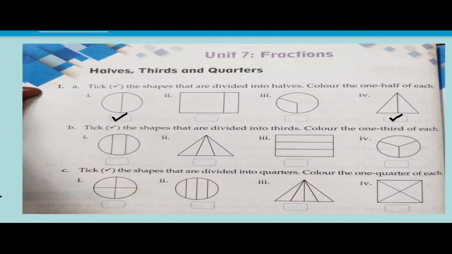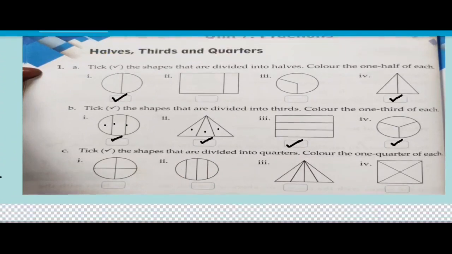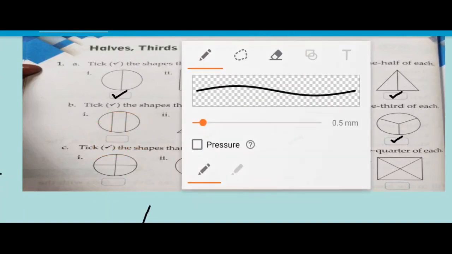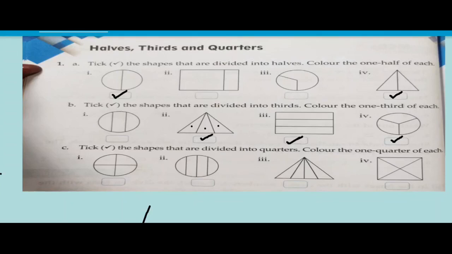Now take the shapes that are divided into thirds. Color the 1/3 of each shape. We just have to count the parts: 1, 2, 3. Yes, it is divided into thirds. 1, 2, 3. Yes, it is divided into thirds. 1, 2, 3, and 1, 2, 3. Yes, it is also divided into thirds. So we are going to color it. Now next, okay children, I'm really sorry, here the first part is not divided equally, so we will not consider it as 1/3.